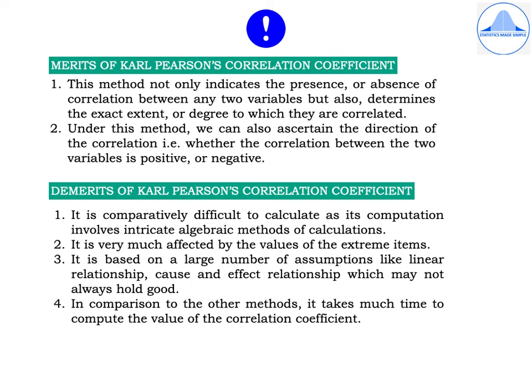The demerits are, it is comparatively difficult to calculate as its computation involves intricate algebraic methods of calculations. Second, it is very much affected by the values of the extreme items. Third, it is based on a large number of assumptions like linear relationship, cause and effect relationship, which may not always hold good. And fourth, in comparison to other methods, it takes much time to compute the value of the correlation coefficient. So learn two merits and demerits of Karl Pearson's correlation coefficient, which can be asked as a 2-marker.